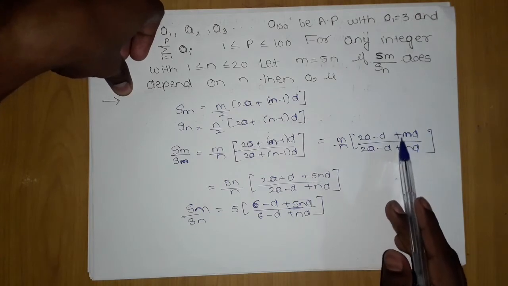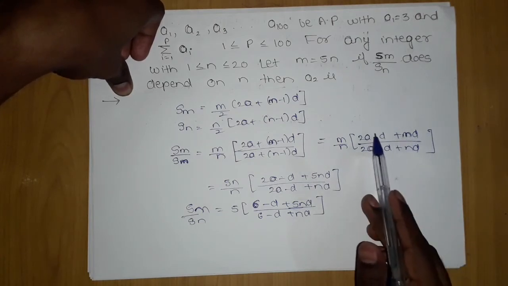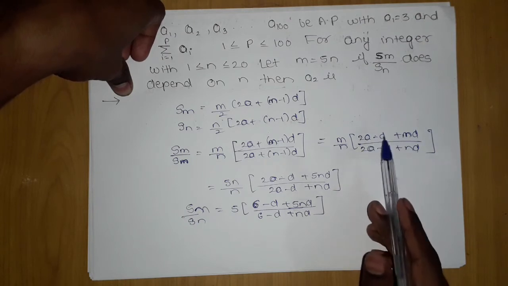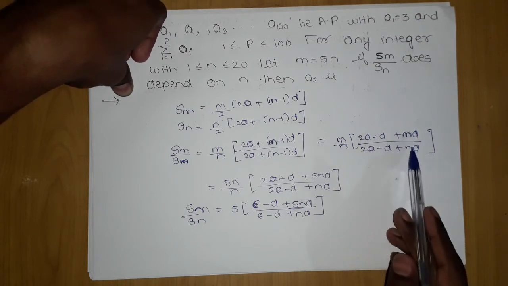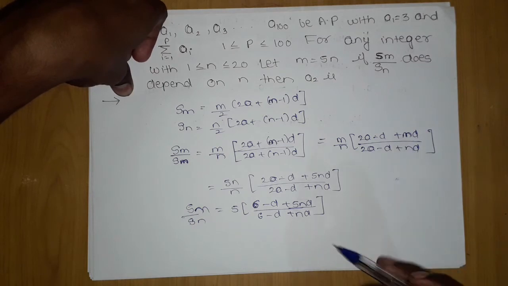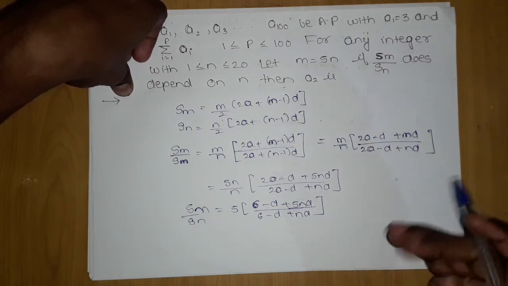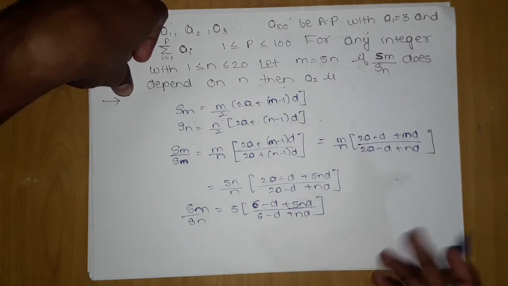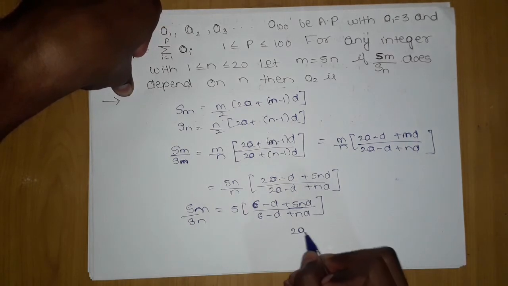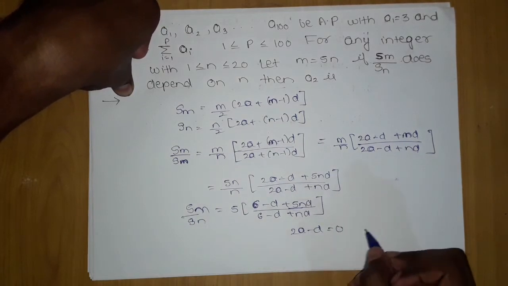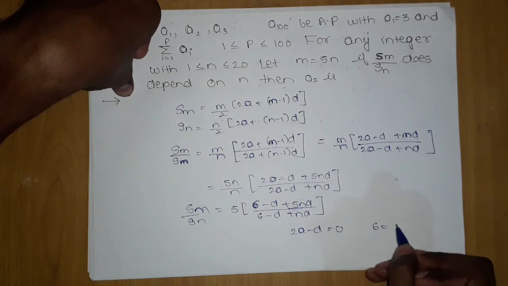Now, it will not depend on n if these two become 0, because they are the same only. If this becomes 0, then they will both cancel out, which will make the equation not dependent on n. So let's make this 0. 2a minus d, this is as per the condition. So 2 into a is 6, and 6 is equal to d.